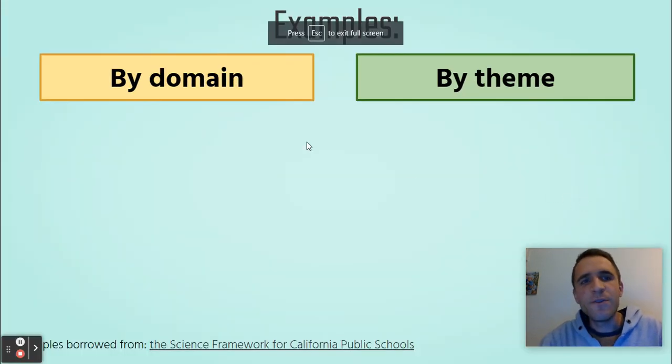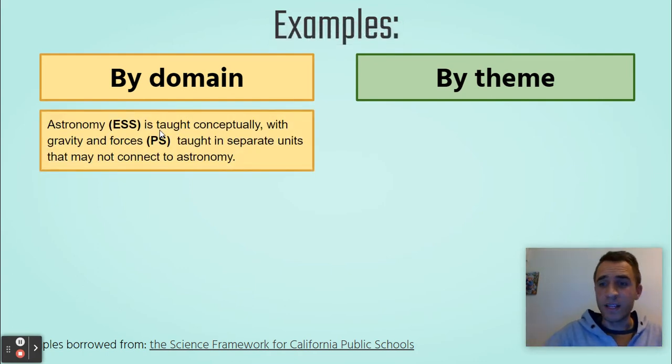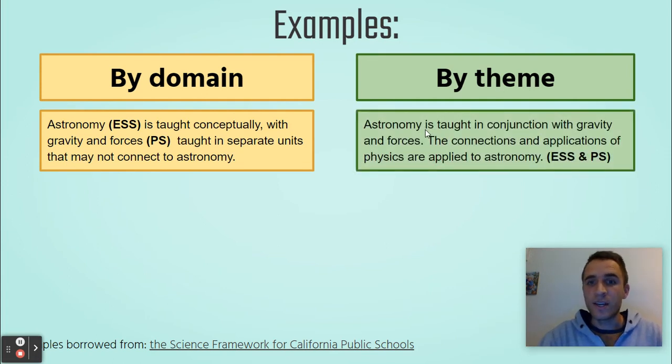Okay, so if you group PEs by domain, maybe this means that you teach astronomy very conceptually. And then you have a unit about gravity and forces, and those two things are taught in different units. So you have an ESS unit and a PS unit, right? Whereas if you teach it by theme, astronomy is taught in conjunction with gravity and forces. The connections and applications of physics are then applied to astronomy. So you have a unit that's comprised of two domains, ESS and PS.